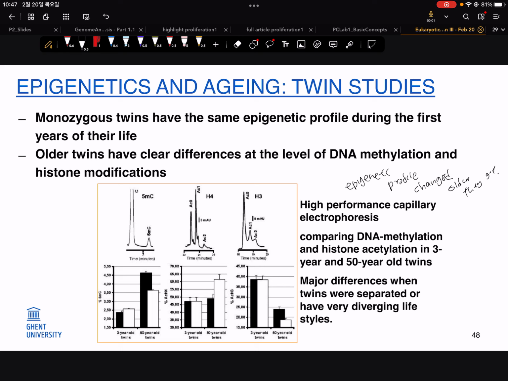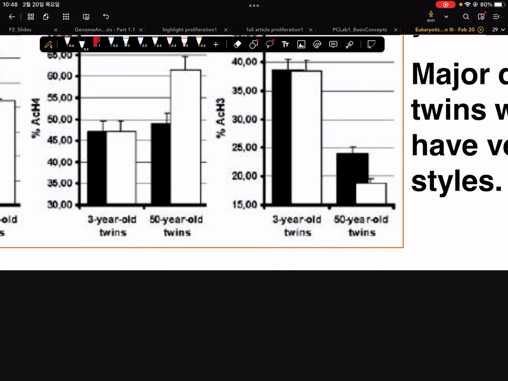For the 3-year-old twins, histone acetylation is almost the same level, almost 50%. And then when older, you have again this gap. One of the two has around 50%, and the other one is 65% histone acetylation, and this is here for age 3. There you see the drop over time, and again a difference between the two individuals of the twin pair.